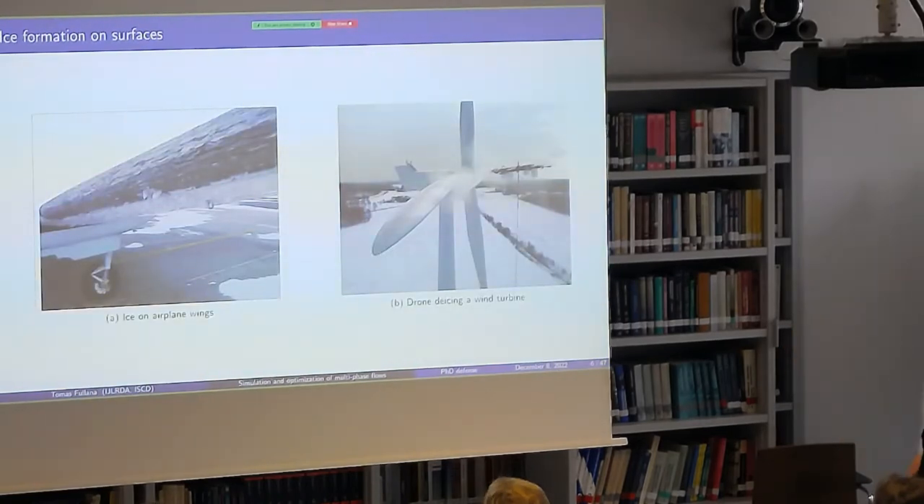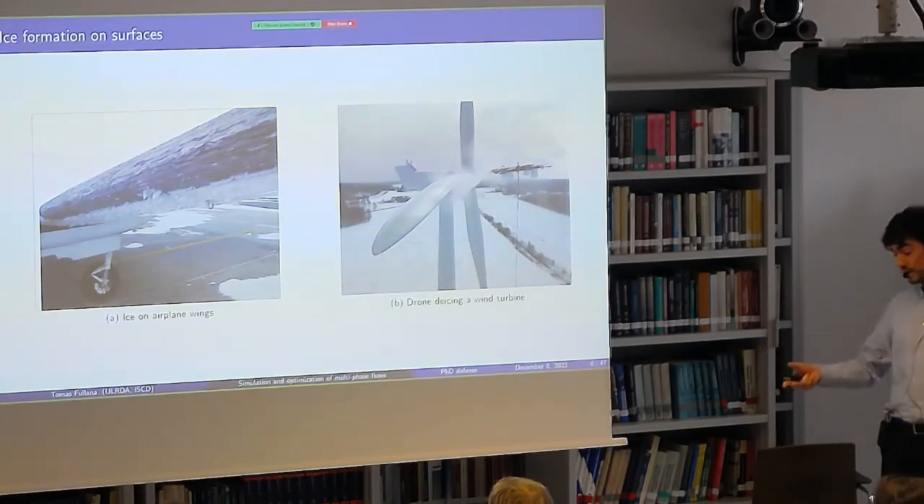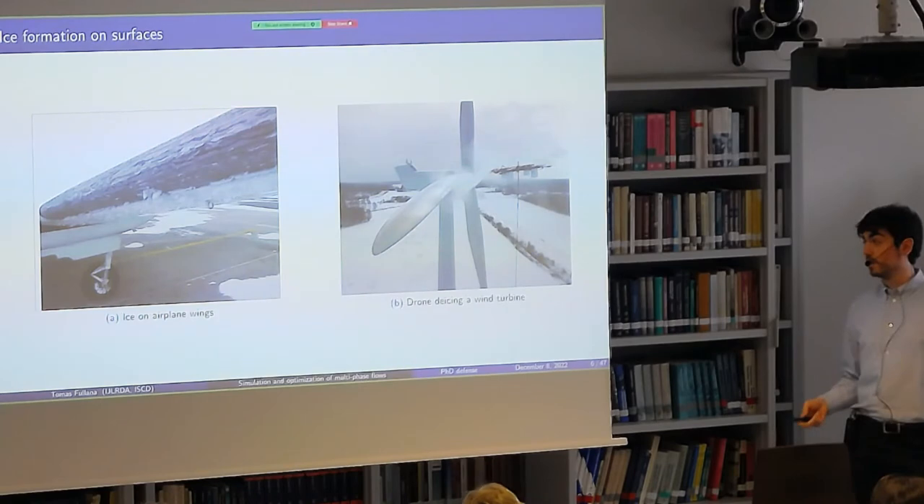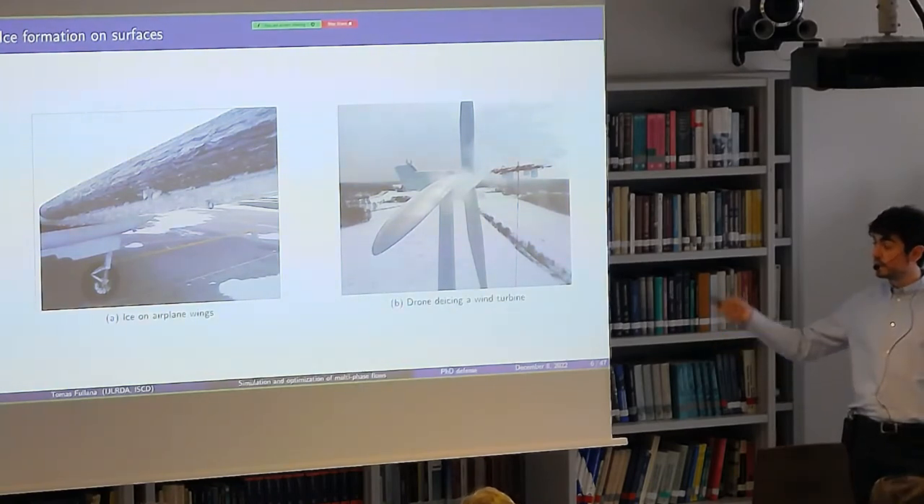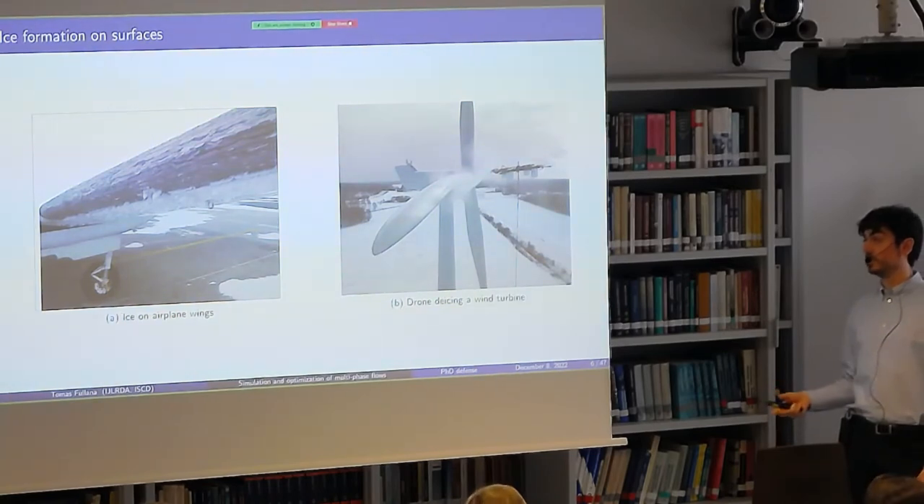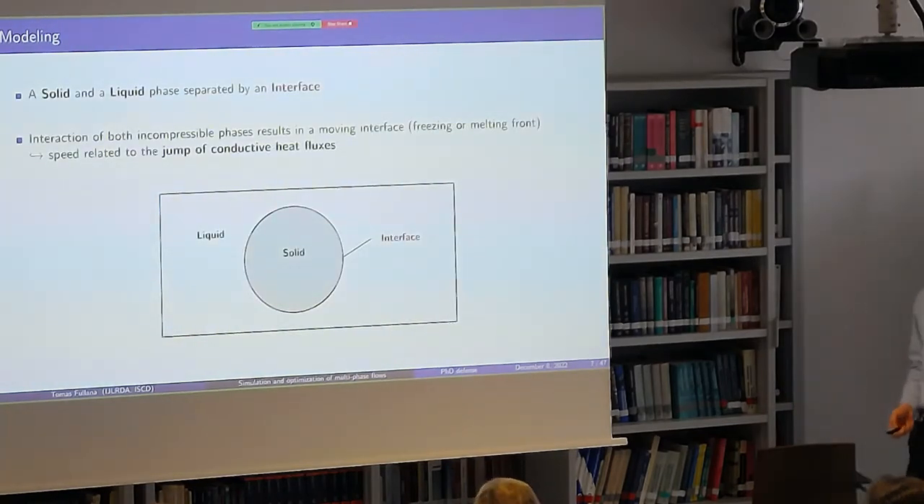Now, there are also some industrial applications to this problem. We have, of course, the formation of ice on airplane wings, which results in the impossibility for the airplane to fly. And here on the right, the icing of a wind turbine, which you need to treat in order to be able to produce electricity. Now, with respect to modeling, as I said, we have a solid and a liquid phase that are separated by an interface.